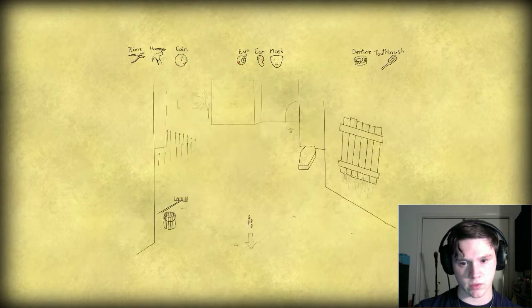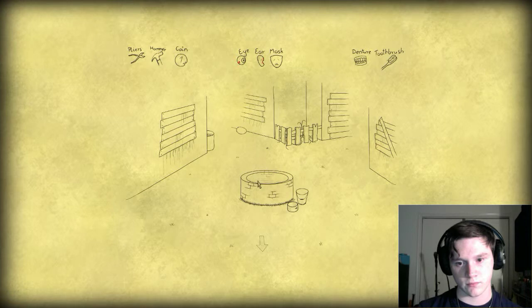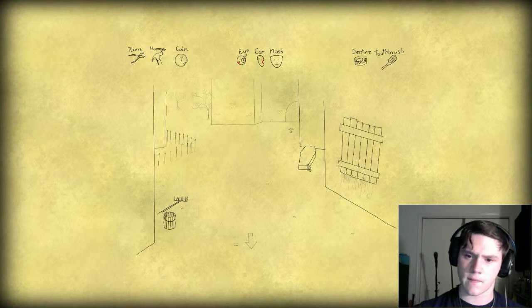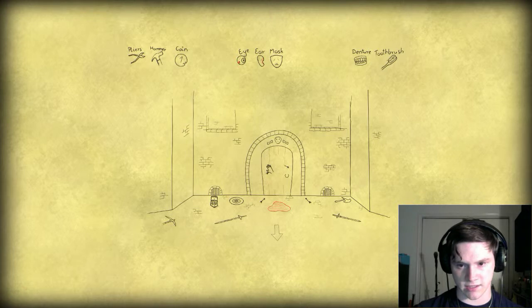Let's go... Wait, let's go back and check the Cyclops again. Okay, wait, do I give him dentures? Doesn't seem to have teeth. Do I have to brush the dentures? I guess that's why they'd be together. So then, what the? That's blood. I guess it's locked. And the foul beast was defeated?